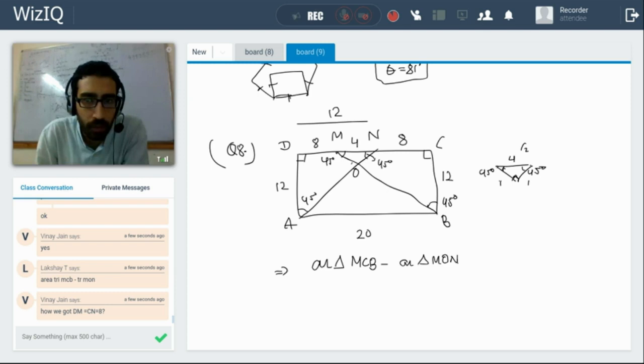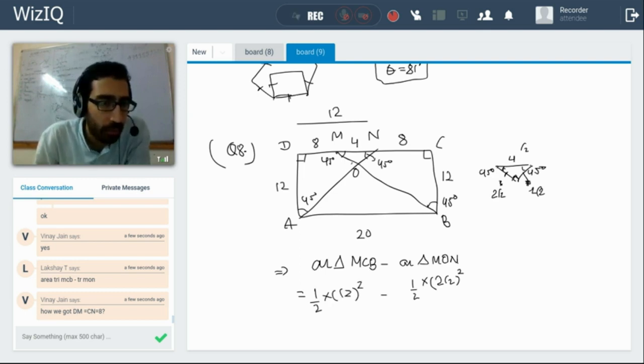And we've just seen the 45, 45, 90, the ratio of it is 1 is to root 2. So if this is 4, this will be 4 by root 2. This side will be 4 by root 2, or in other words, 2 root 2. This side will also be 2 root 2. And thus the area of this triangle MON will be half into product of the perpendicular sides, which is 2 root 2 into 2 root 2, which is half into 2 root 2 whole square. And area of triangle MCB is, of course, half into, again, 12 into 12. So half into 12 whole square.